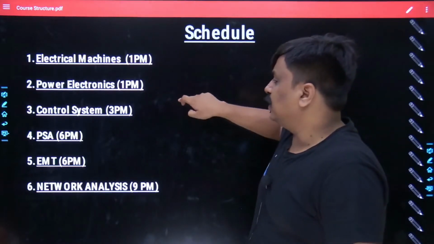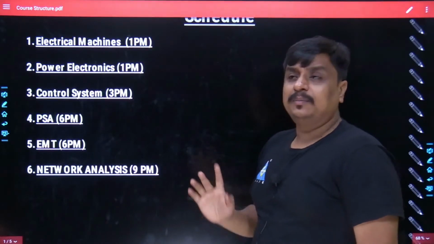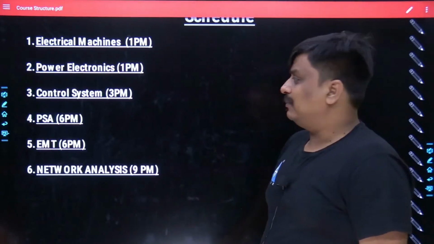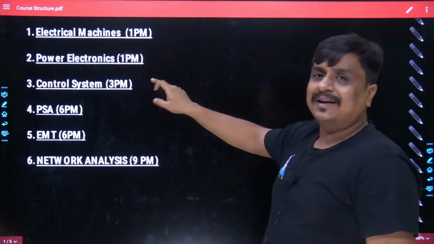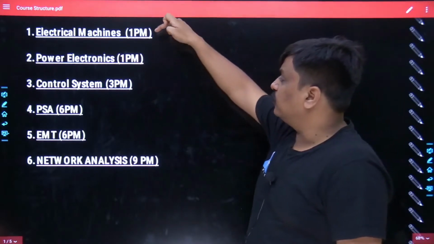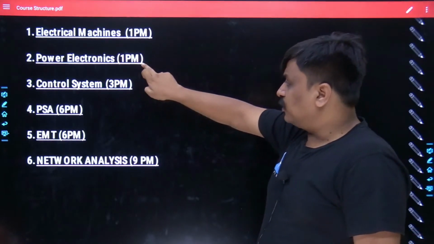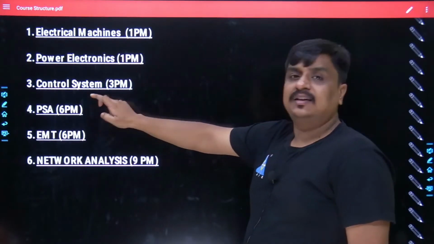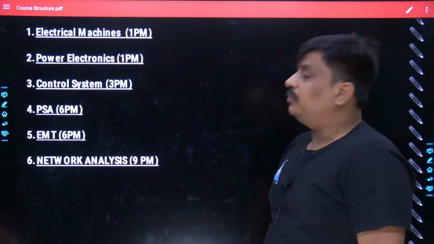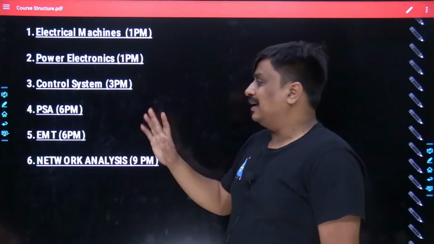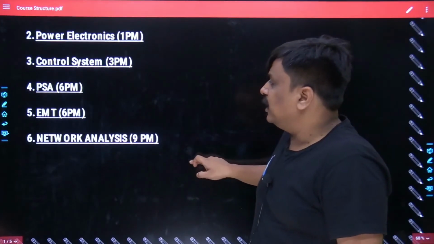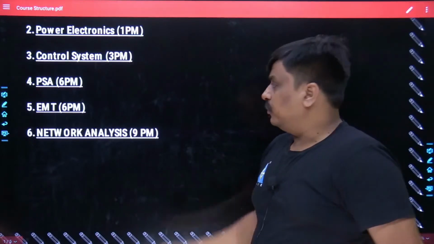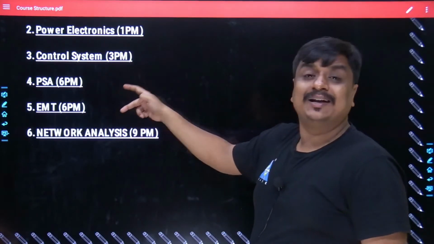The Bhanu sir is going to take this class. Control system would be taken by me on a daily basis. Precisely at 3 p.m. we would be meeting on our Gate Academy Global. Obviously, it would be for electrical, electronics, instrumentation, all three. And then PSA used to take place at 6 p.m. on a daily basis, only for the electrical alone. The class would be taken by the Vishnu sir. EMFT would be taken by the Karthik sir, and again it would be on a daily basis.